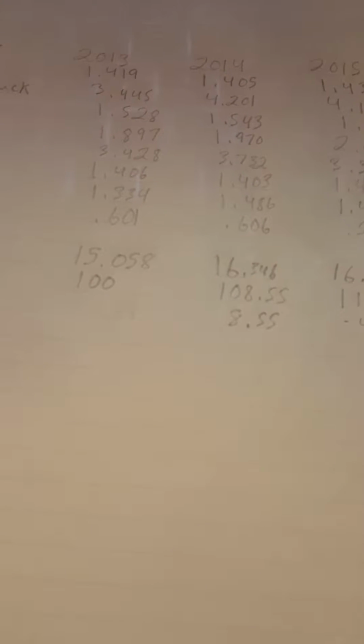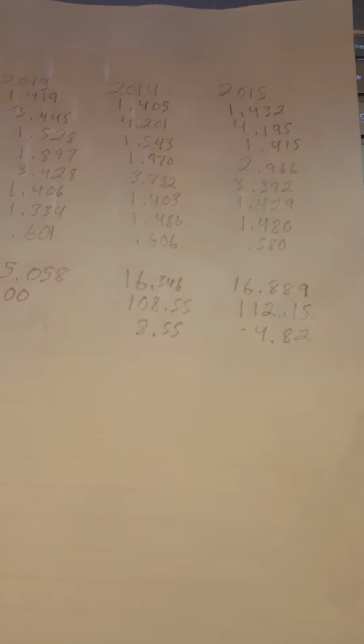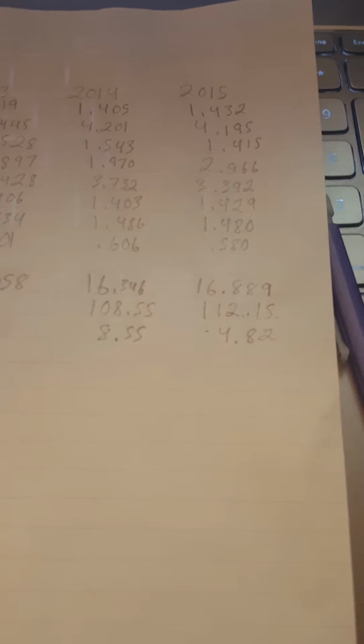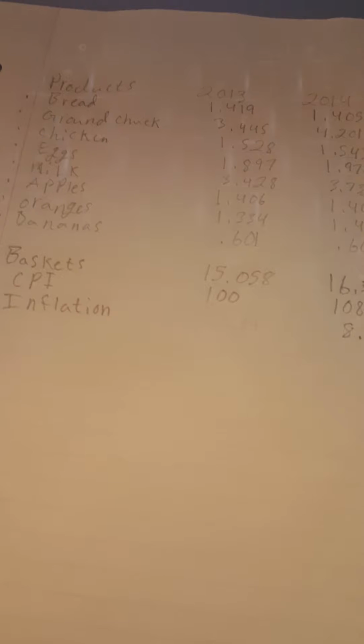I subtracted 100 from it. So 108.55 minus 100 gave me 8.55. Now I divided by 100 and then I multiplied by 100, which I still ended up with 8.55. Same thing with 2015. Now I did 112.15 subtracted by 108.55 and I divided by 108.55 and multiplied by 100, and it gave me negative 4.82. So that is my inflation.